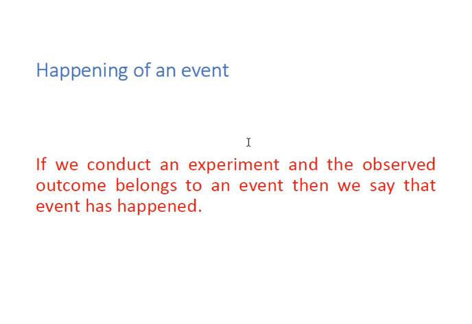But what's the meaning of happening of an event? If we conduct an experiment and the observed outcome belongs to an event, then we say that event has happened. But look at this example.